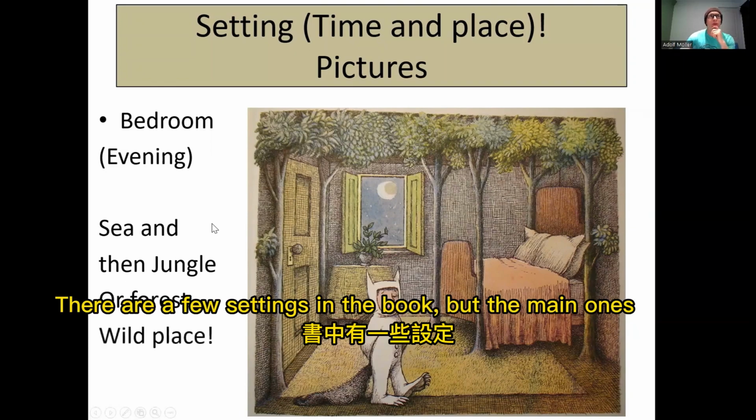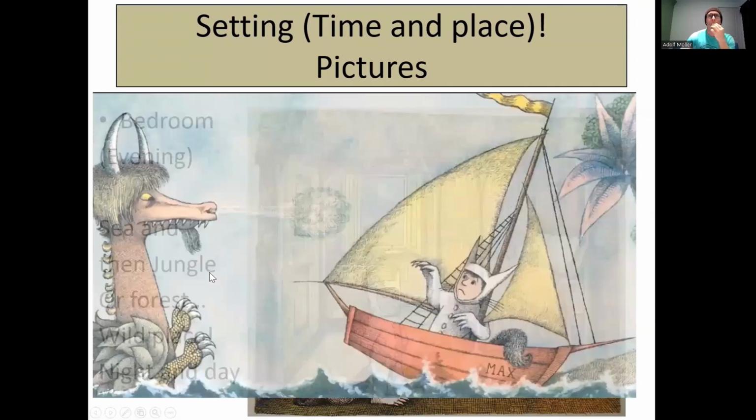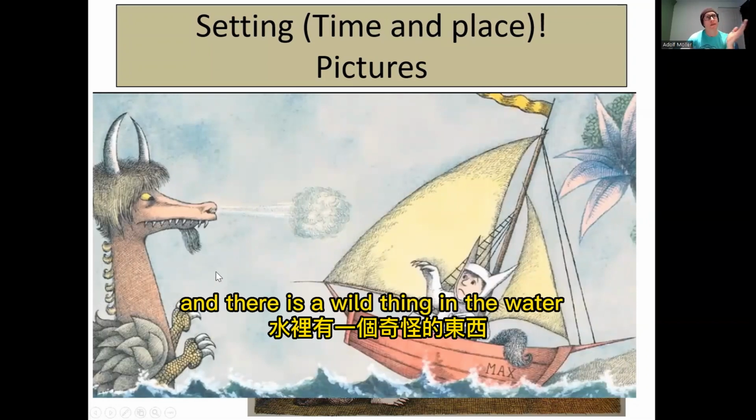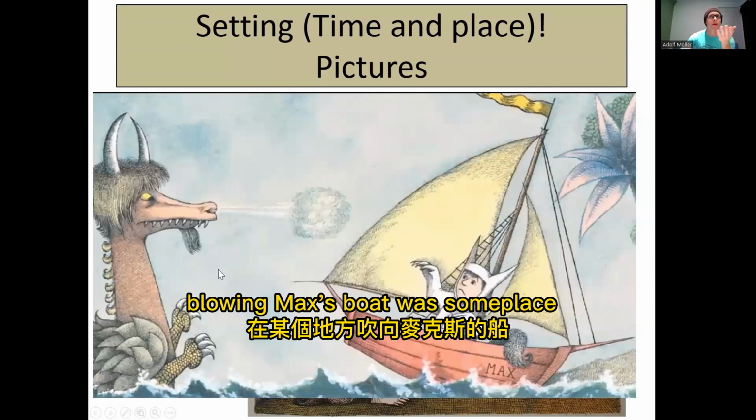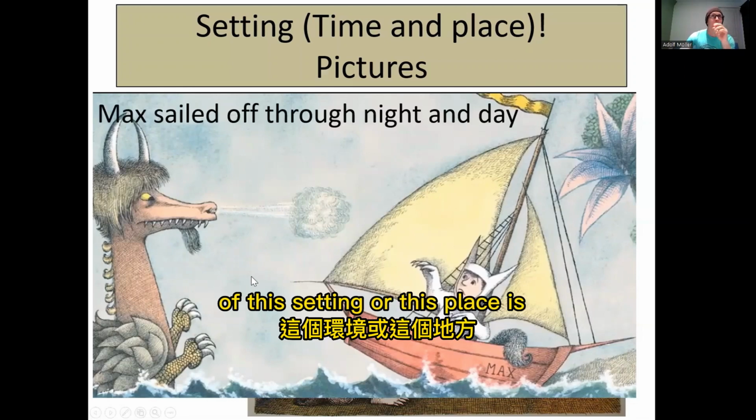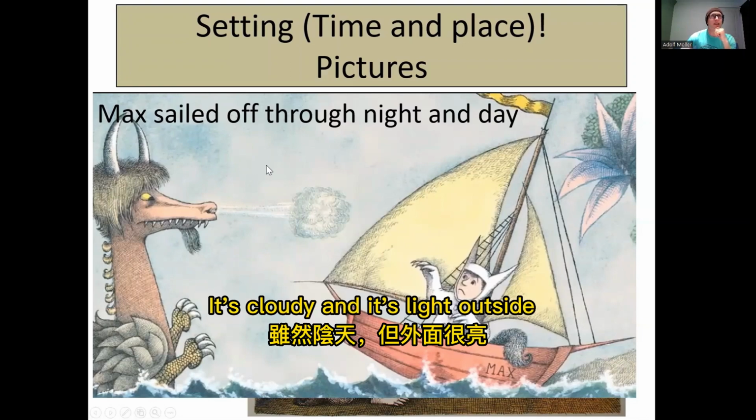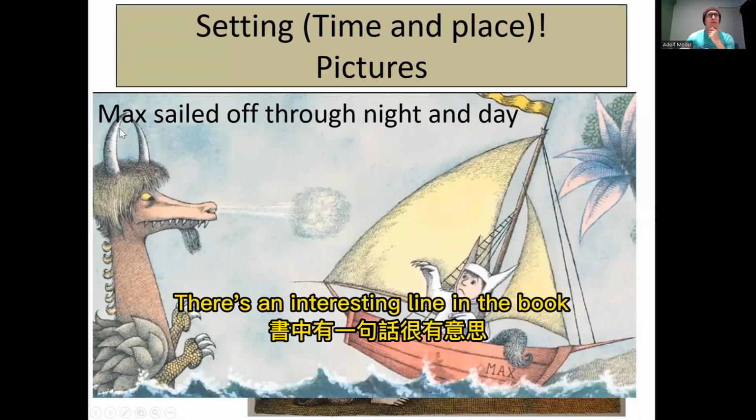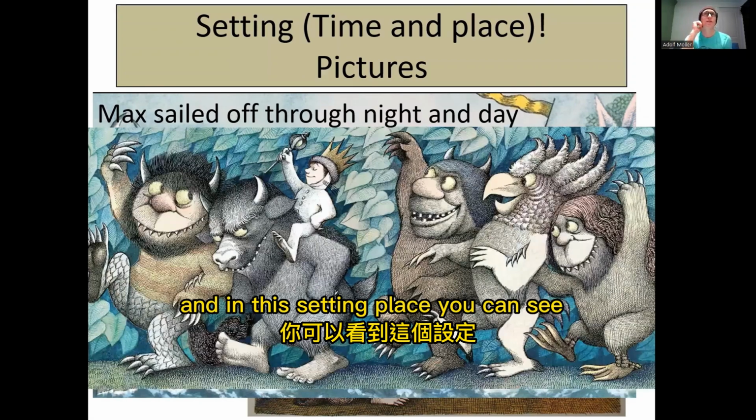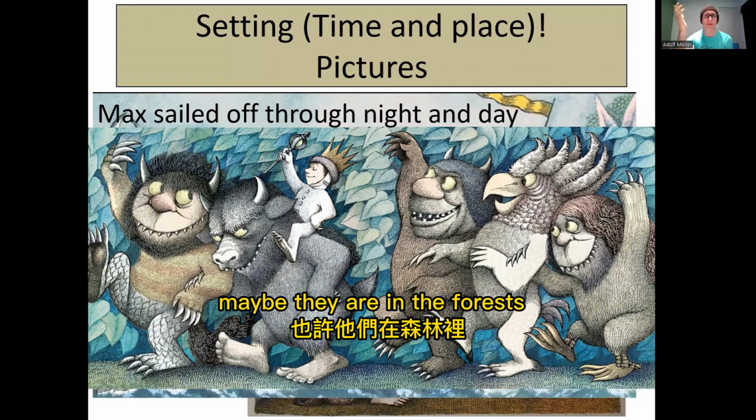There are a few settings in the book, but the main ones are the sea and the jungle or forest. So at one point, Max is in the boat on the sea, and there is a wild thing in the water following Max's boat towards some place. And the time of this setting is obviously during the daytime, because you can see there are no stars, it's cloudy and it's light outside. There's an interesting line in the book. It says Max sailed off through night and day, and in this setting you can see Max is with the wild things, but maybe they are in the forest.